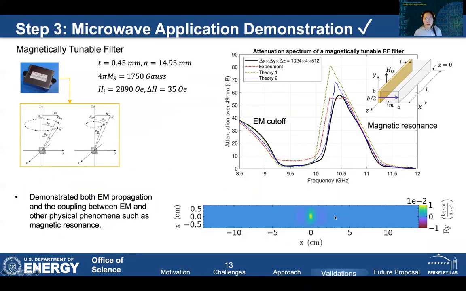The final step is to couple EM to Landau magnetic together. We achieve this goal with a magnetically tunable filter. It's a waveguide with a ferrite slab inserted. The animation here shows a directional propagation of the EM wave, and you can notice some non-reciprocity behavior in these two directions at a later time step. From the spectrum of EM wave attenuation, we can also clearly see the waveguide cutoff phenomena and also the ferromagnetic resonance attenuation peak. Both these two phenomena are observed by one simulation with coupled EM and Landau micromagnetic systems.